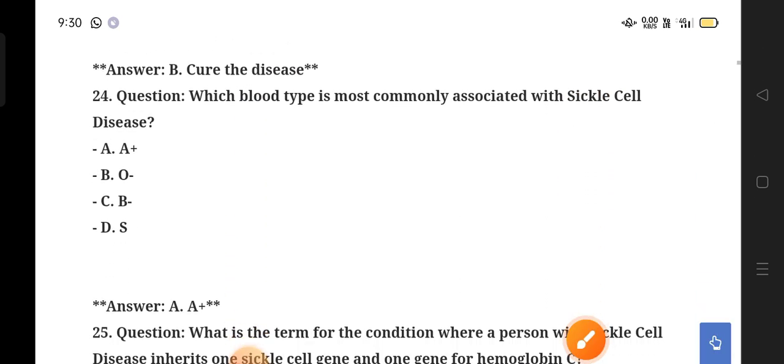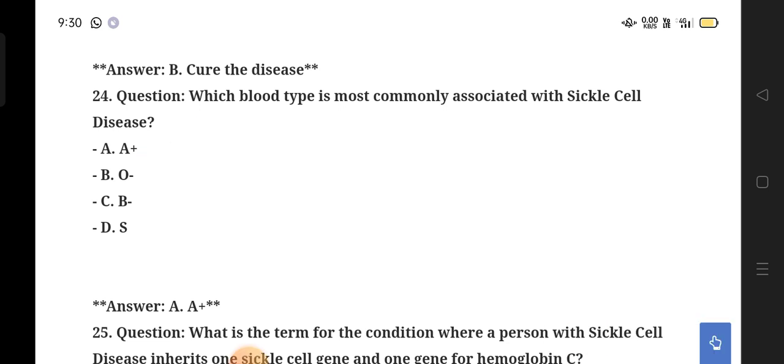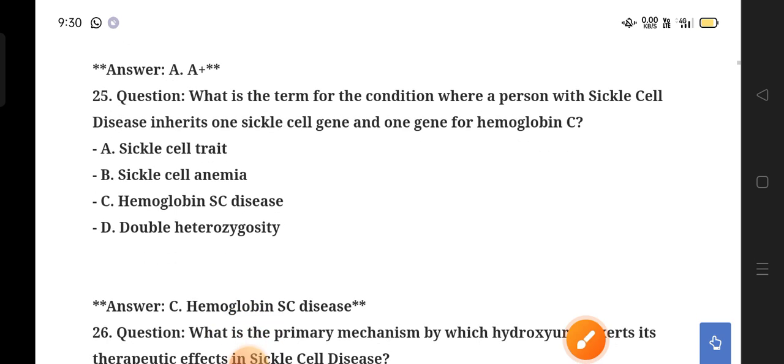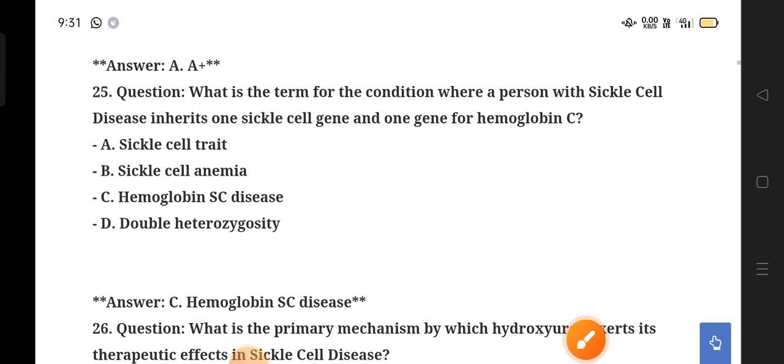Next, which blood type is most commonly associated with sickle cell disease? Answer A positive. Next one is, what is the term for the condition where a person with sickle cell disease inherits one sickle cell gene and one gene for hemoglobin C? So here, hemoglobin SC disease.